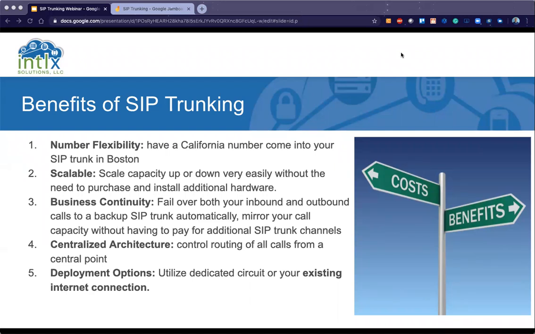Some carriers will have the ability to fail back over to a PRI as a third failover point in case both of your SIP trunks are down. Those are things we definitely cannot do on TDM trunking.